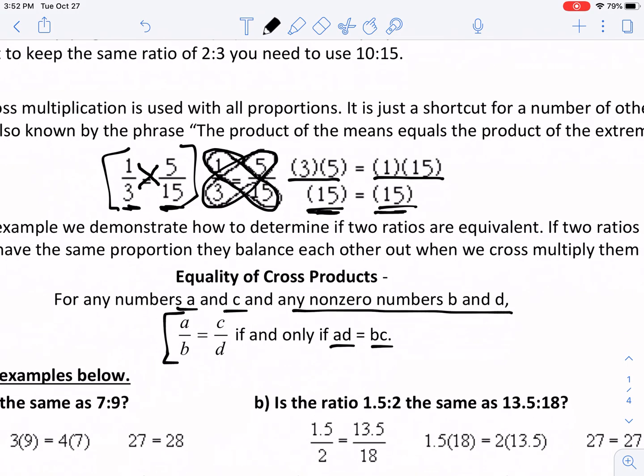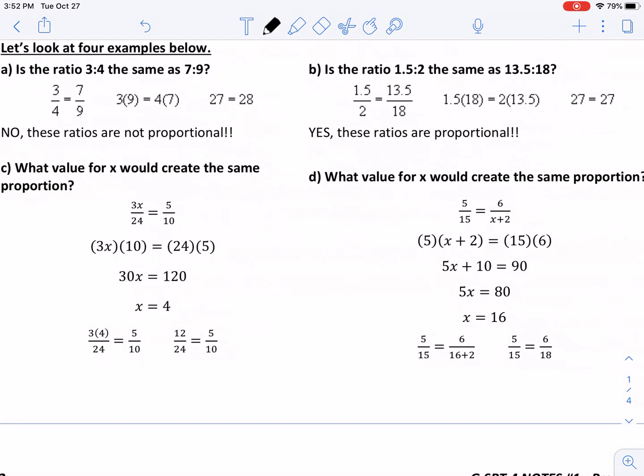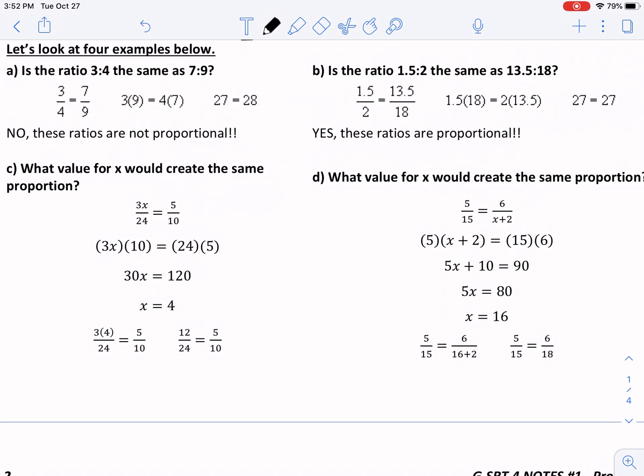And we can use that to our advantage. We can use that to find a missing piece, just like in our example with the cups of water and the scoops of powder, or we can use it to determine if two fractions are proportional. For instance, if we wanted to determine if a ratio of 3 to 4 is equivalent to 7 to 9, we can set those up as fractions, 3 over 4 and 7 over 9, and cross multiply.